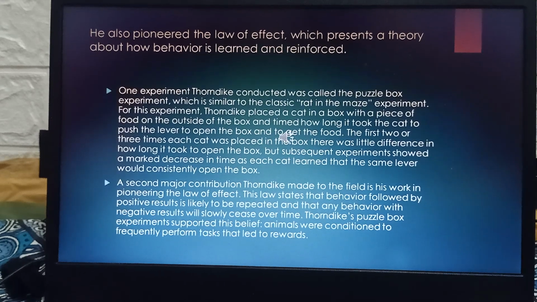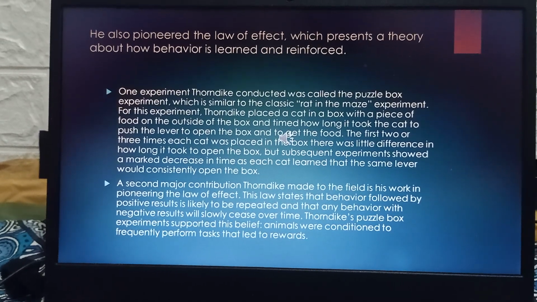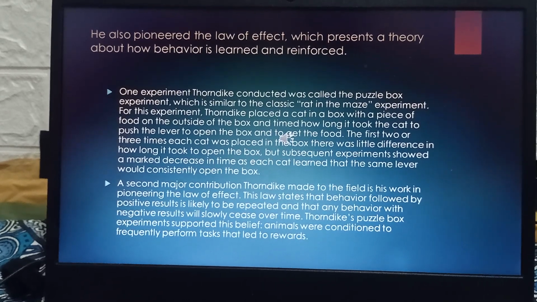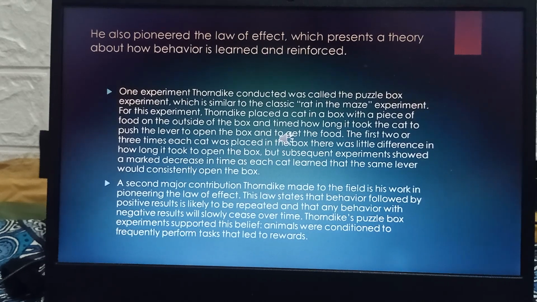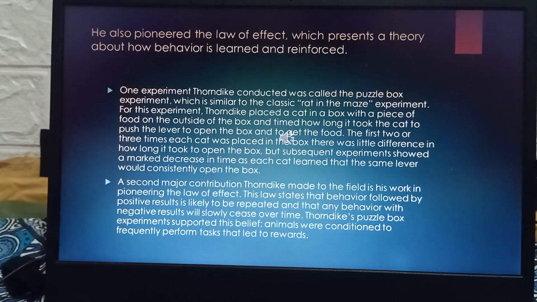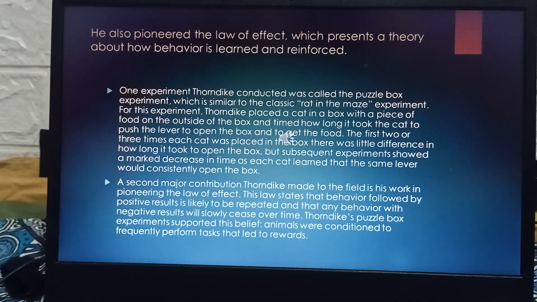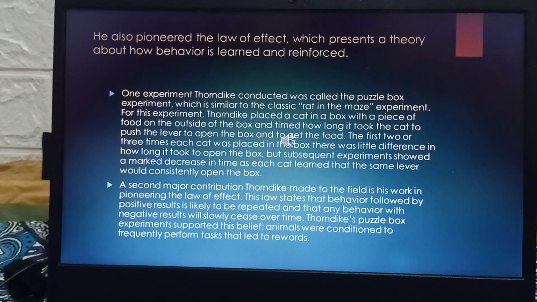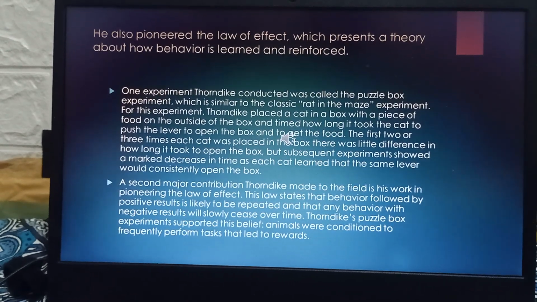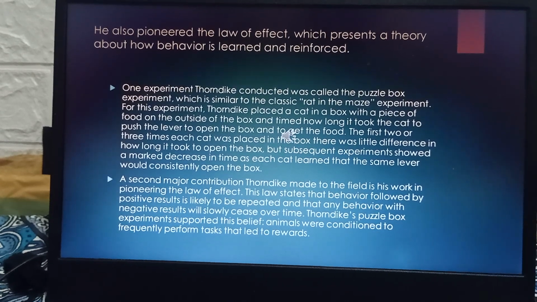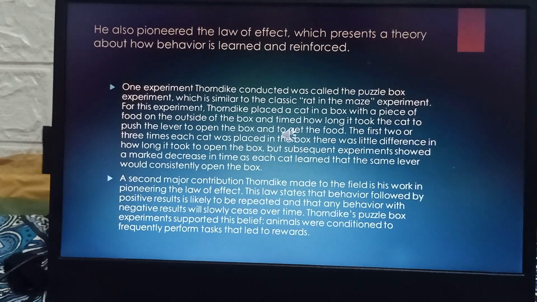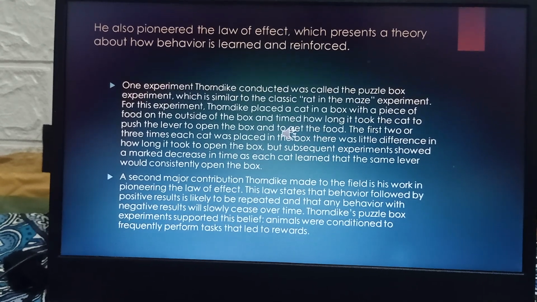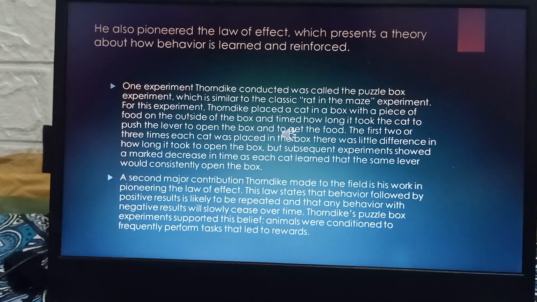One experiment Thorndike conducted was called the puzzle box experiment, which is similar to the classic rat in the maze experiment. For this experiment, Thorndike placed a cat in the box with a piece of food on the outside of the box and timed how long it took the cat to push the lever to open the box and get the food. The first three times each cat was placed in the box, there was little difference in how long it took to open the box, but subsequent experiments showed a marked decrease in time as each cat learned that the same lever would constantly open the box.